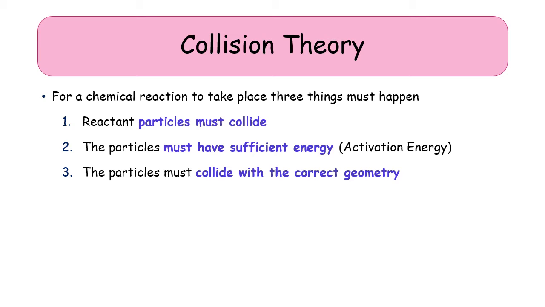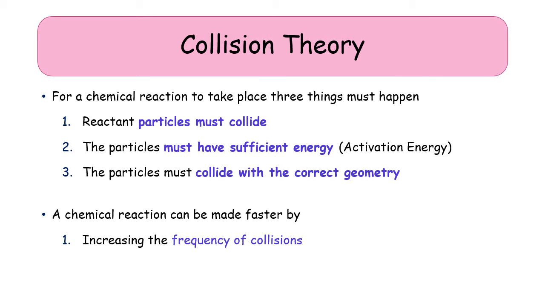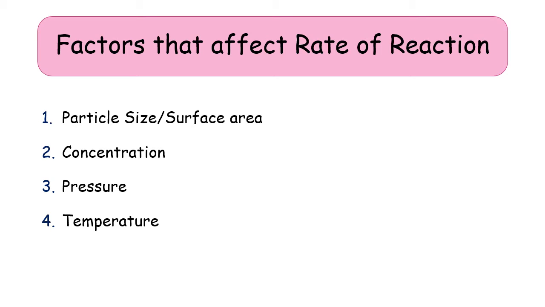And if we want to make collisions happen more quickly and a reaction to be more likely or to go faster, we need to affect collisions. So we can speed up a reaction by increasing the frequency of collisions or increasing the energy that the particles have so that more particles have the activation energy. So we're going to look at the 4 different factors that can affect rate: particle size or surface area, concentration, which is how much of a chemical is dissolved in a solution, pressure, which deals with gases, and temperature.